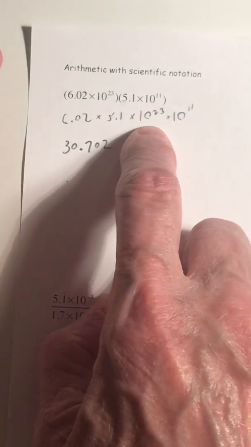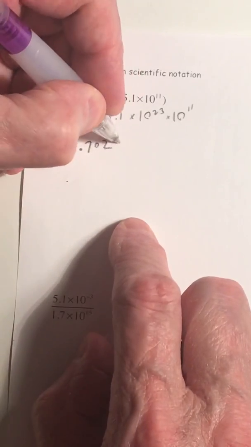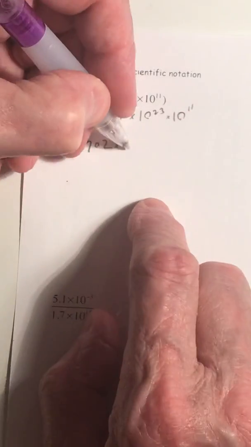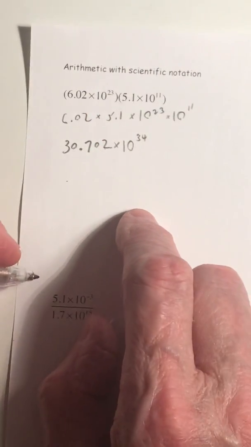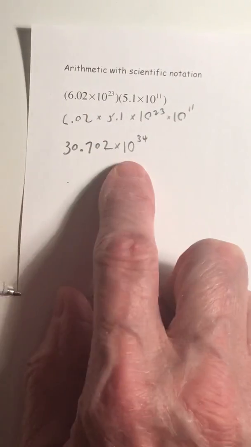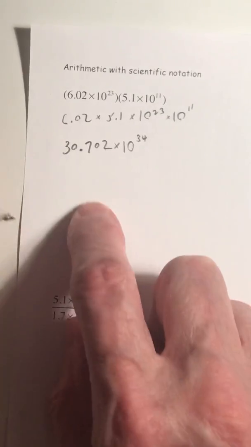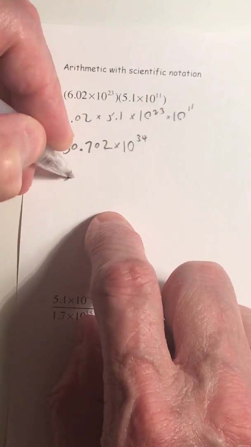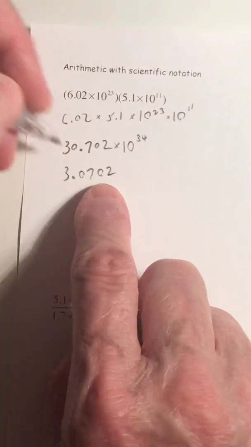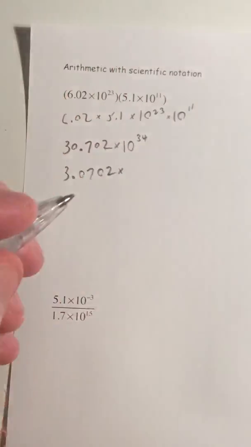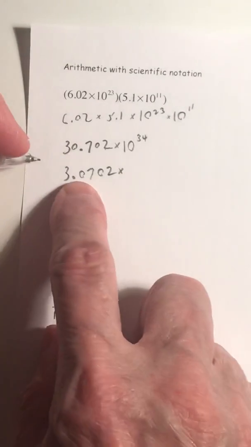What about the 10 times the 10? Just add the exponents. 23 and 11. You get 34. Okay. Is this our final answer? No, because it's not in scientific notation. Remembering what we did a few pages back, now this part is in line with scientific notation.